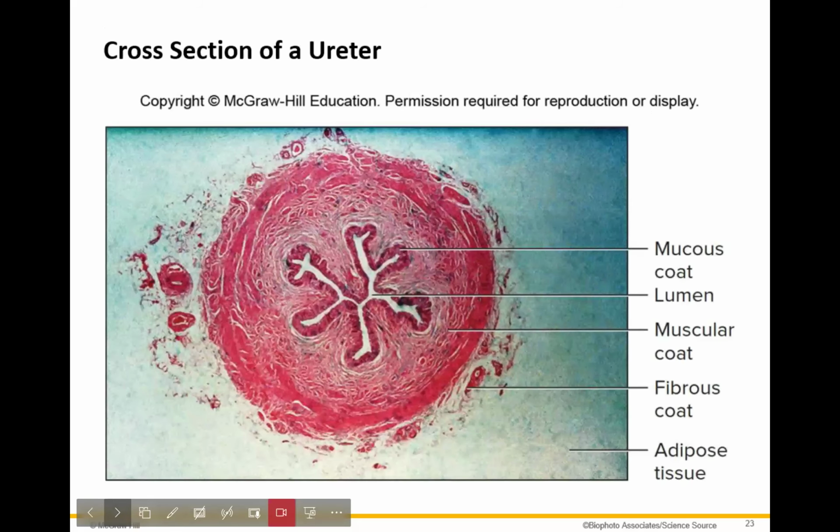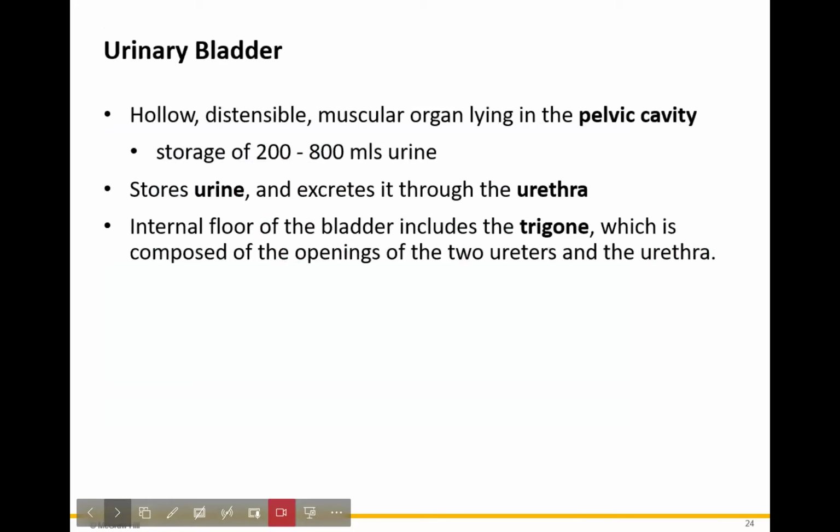So this is just kind of showing a cross section of the ureter, and this is also expandable depending on how much urine is passing through it. So the bladder is a hollow muscular organ. It can distend or get bigger, right? It's in the pelvic cavity, and it can store between 200 and 800 milliliters of urine. So it stores the urine, which is then going to exit through the urethra.